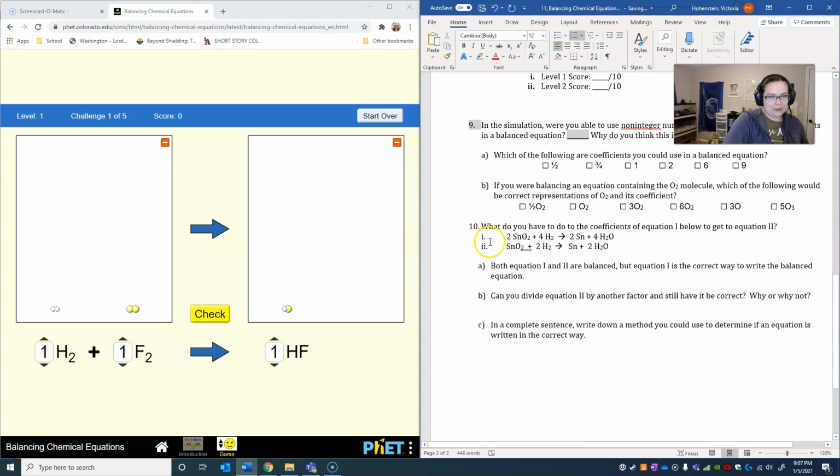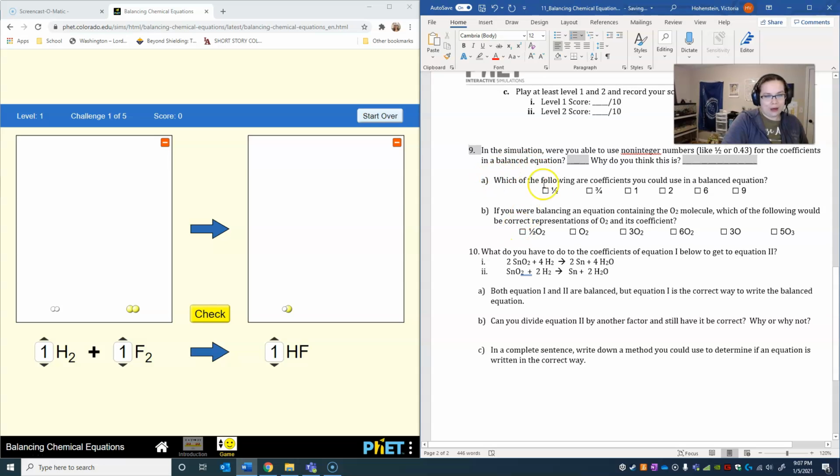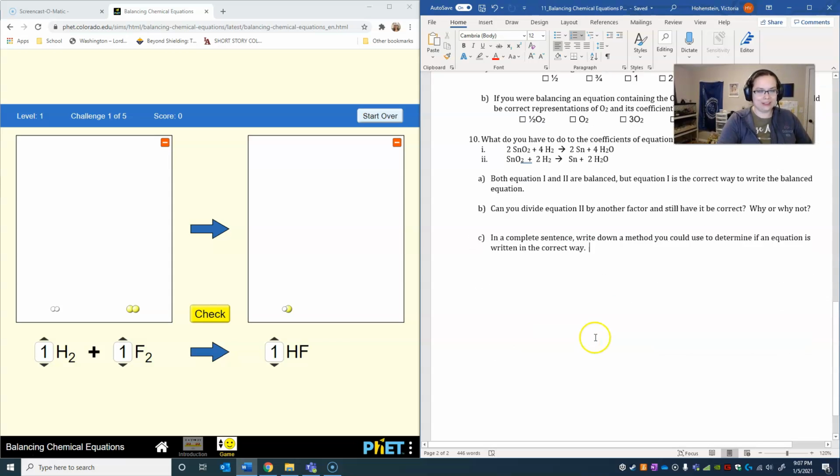It then asks you a few more questions. Some of them are multiple choice, and some of them are using some sentences. So please make sure that you answer those in complete sentences.